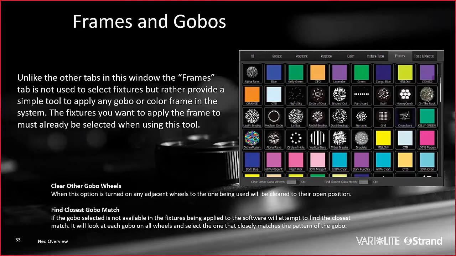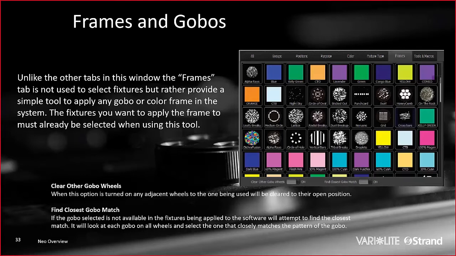There's also a setting at the bottom that says find closest gobo match. So it is intelligent enough where you can grab a fixture or type of fixture, tell it to go to a gobo, and even if that gobo doesn't exist, it will find its closest graphical match to output.